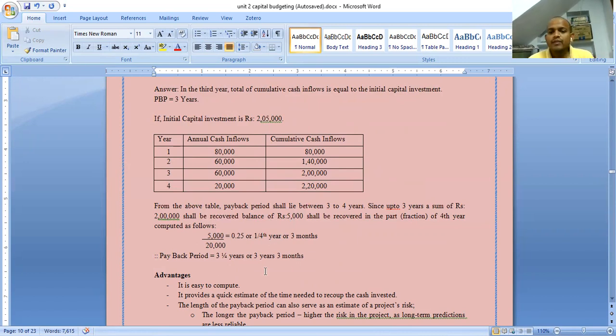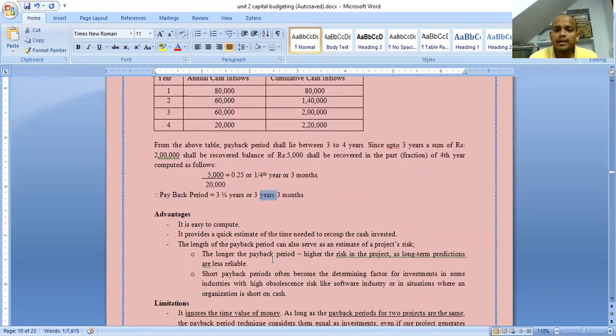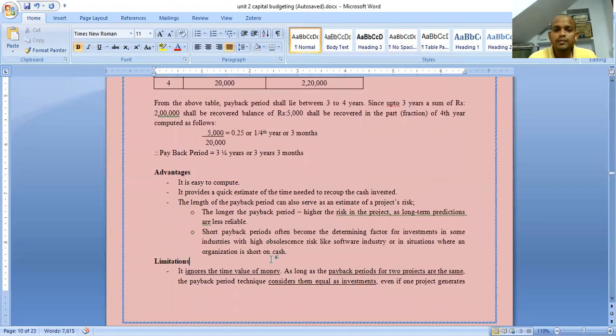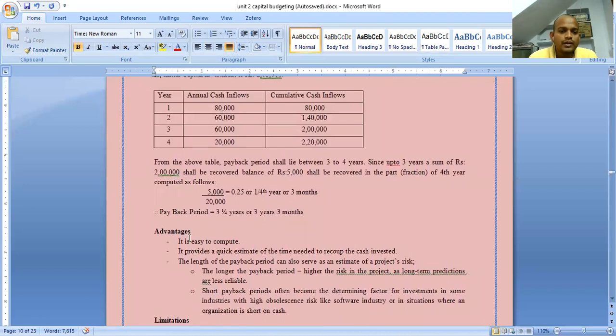So what are the advantages and limitations of the payback period? It is easy to compute, and the second one is it provides a quick estimate of the time needed to recoup the cash investment. So it gives a quick estimate of in how many years we are getting our investment back.